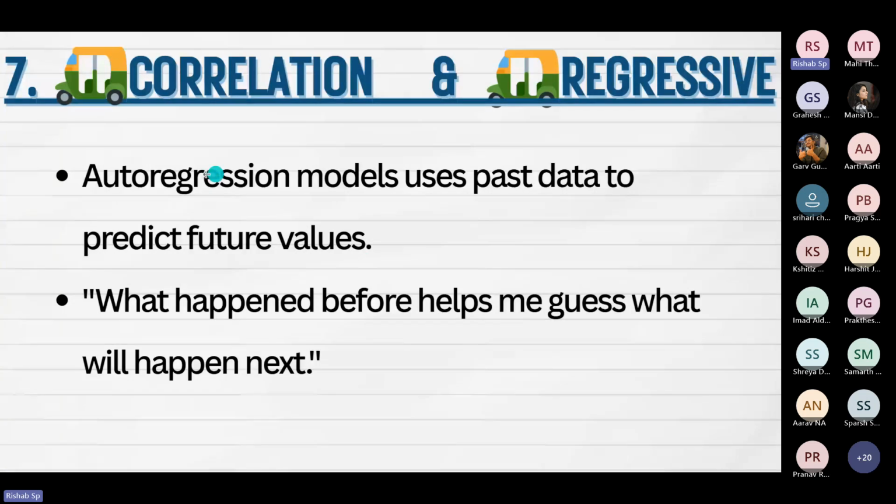So we have autocorrelation and autoregression. What is autoregression? Autoregression models use past data to predict future values. So what happened before helps me guess what will happen next. Same, we have some data, and we use that to predict the future.